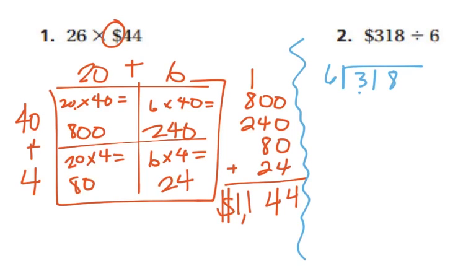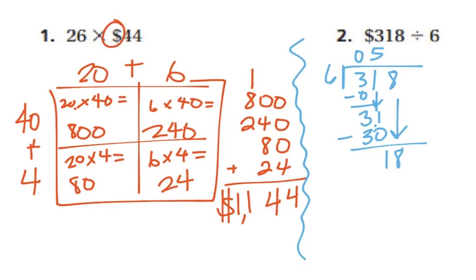I first ask myself, how many times does 6 go into 3? It can't, so I can sit here and subtract out a 0. And I'd have 3. Next thing, I bring down my 1. 6 goes into 31 how many times? It goes in there 5 times. The actual multiple is 30. 6 times 5 is 30. Now I subtract 31 minus 30. That's 1. And then I bring down my 8.